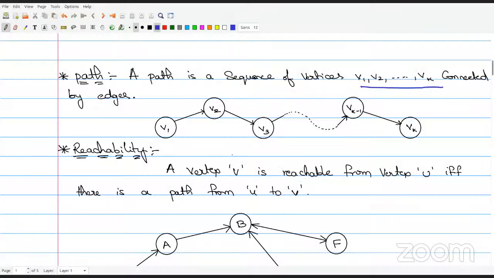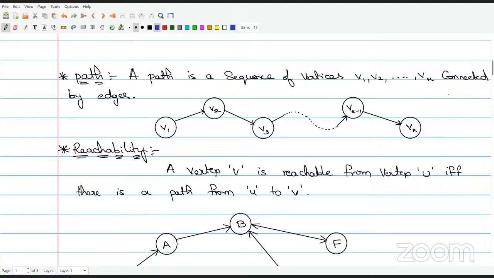As we just now discussed, let me again redefine what a path is. A path is basically a sequence of vertices v1, v2, v3, and so on, vk, connected by edges. So those vertices need to be connected by edges. Is your screen showing v1? Not visible. Sorry. Now yes, okay.